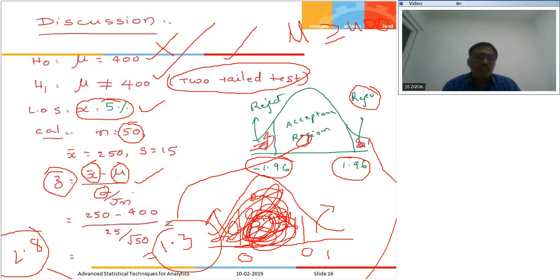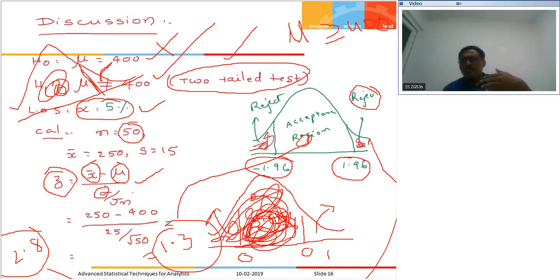Then our graph looks like this. If it is one-tail, the complete 5% comes here, because it is not distributed equally. This is 5% and this is 95%. We'll see it. I will go to another example.